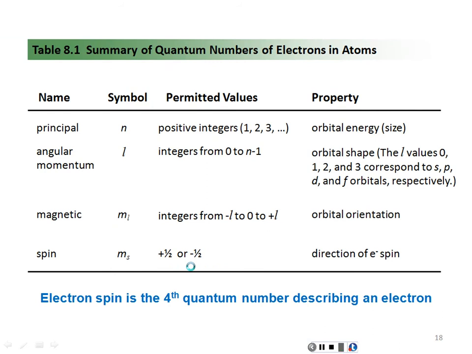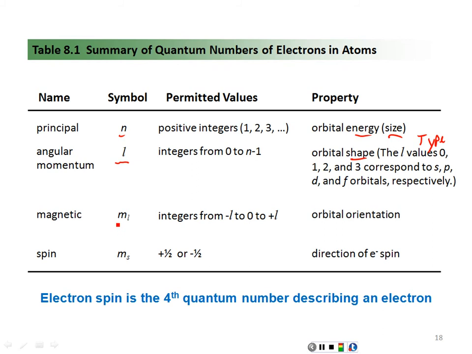So now we can say we have the full set of quantum numbers. We learned about the first three last time. That is, the principal quantum number describes the orbital energy or the orbital size. The angular momentum quantum number L describes the orbital shape, or I like to think of it as the type of orbital. And this is a good chart to illustrate that. The L values 0, 1, 2, and 3 correspond to s orbitals, p orbitals, d orbitals, and f orbitals.